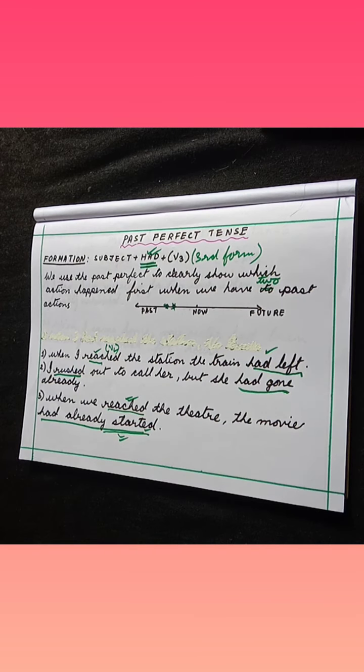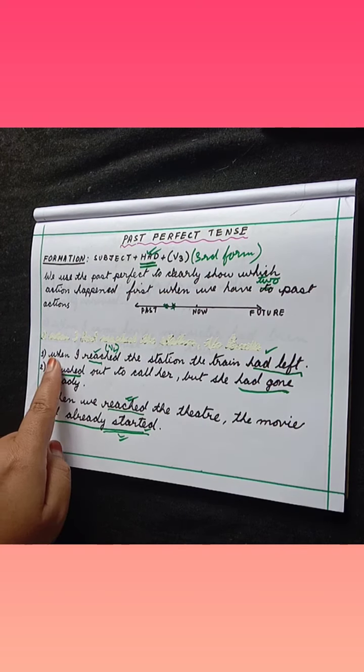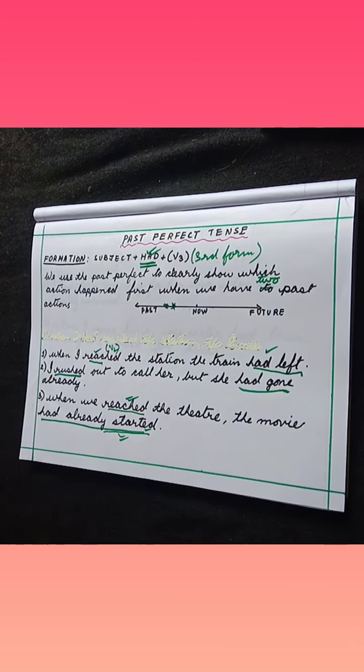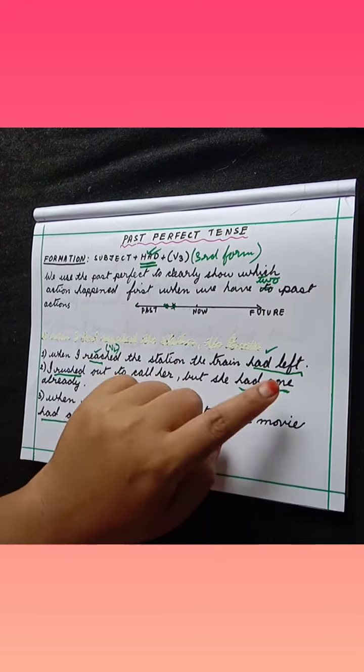We already know that the past tense has four aspects. The simple past tense, the past continuous tense, the past perfect tense, and the past perfect continuous tense. Now we have to understand when we use the different aspects. In this sentence, when I reached the station, the train had left, both the actions happened in the past, in different aspects of the past. Reached, past; had left, past.